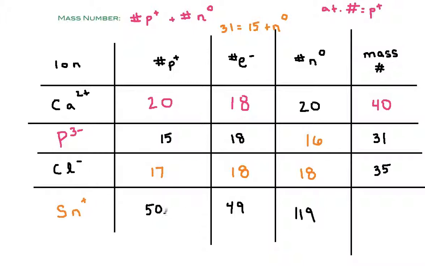Okay. Now, for the mass number, I've got 50 protons, and I've got 119 neutrons. So what I need to do is I need to add, I messed this up. This problem got messed up. This should be right here. 119 is the mass number of Sn. All right. So if I have a mass number of 119 and I have 50 protons, I need 69 neutrons, because protons plus neutrons equals your mass number. All right?